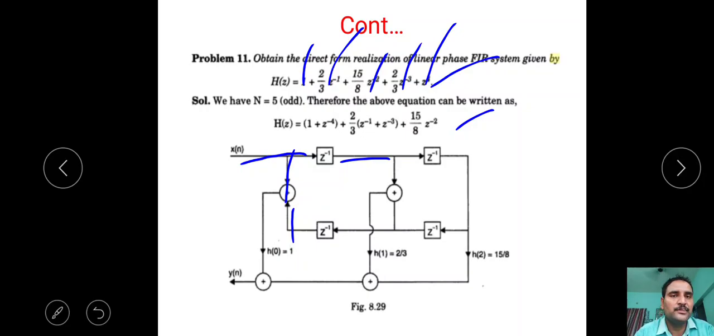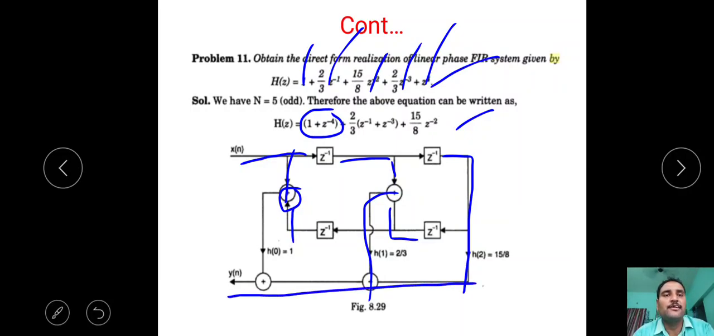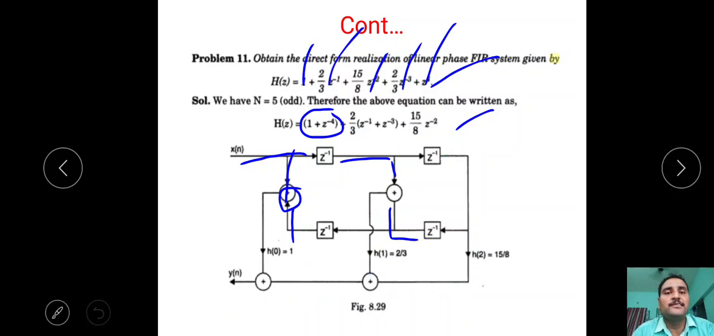That means z power 0 and z power 4 must be added. This is the structure, 1 plus z power minus 4. We add those two and multiply with 1. Next, z power minus 1 and z power minus 3 are added and multiplied with 2 by 3. And z power minus 2 alone goes to the multiplier 15 by 8. Then finally all these three are added to get y of n. This is the structure. Just remember, multipliers must be equal.